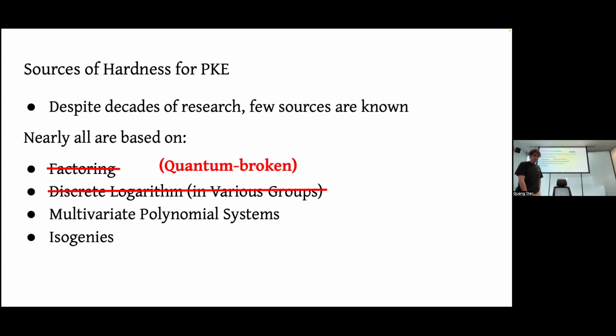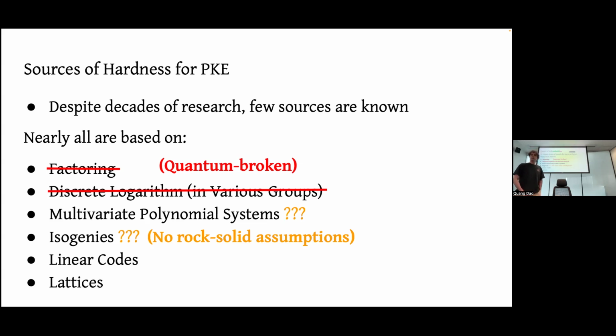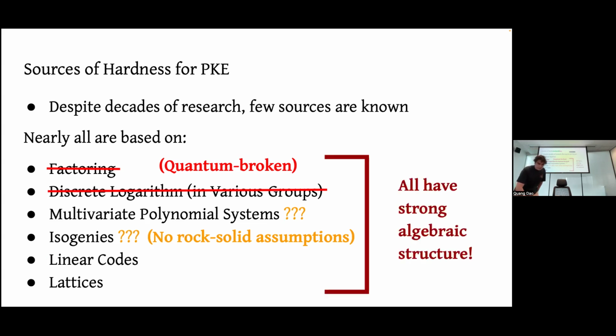We also have some more newer assumptions based on things like multivariate polynomial systems and hardness of problems related to isogenies. But unfortunately, we don't have any rock solid assumptions as of right now that are also known to imply public key encryption from these categories. And then finally, there's assumptions based on linear codes and lattices, and we do have relatively good candidates in these categories. But something to note about all of these assumption categories is that they have strong algebraic structure.